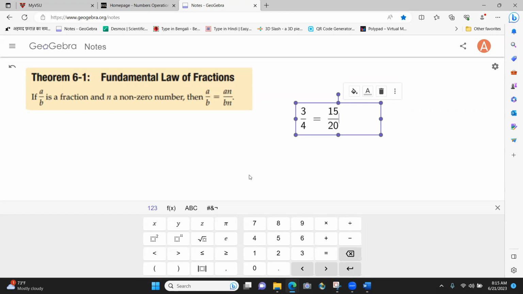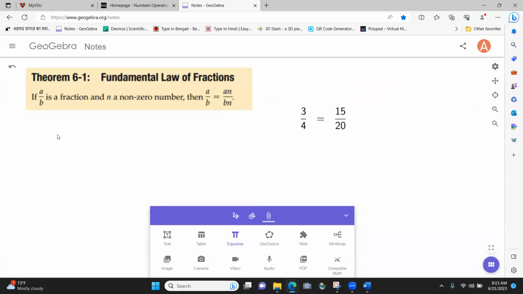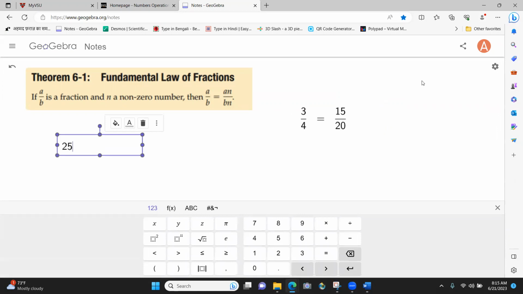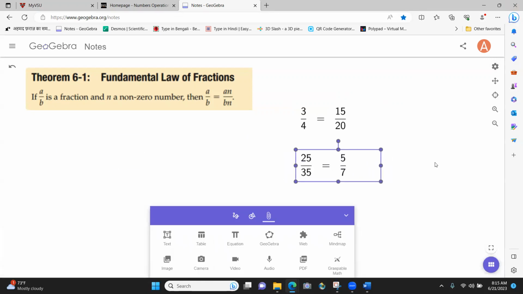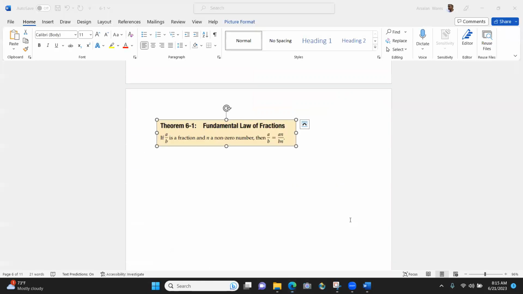All right. Using the opposite of that, you can always do something like this. Let's have 25 over 35. Find a number that both numerator and denominator are divisible by. 25 is divisible by 5. 35 is divisible by 5. If you divide 25 by 5, you get 5. If you divide 35 by 5, you get 7. They're equivalent. So you can go in both directions. Okay? Nice example from your book.